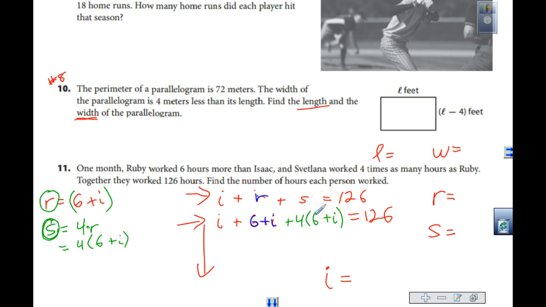Once you solve the equation from last night's homework, you're done. Okay, the answer's down at the bottom, you're done. But here, you're not done when you solve the equation. And even at the end, it'd be great to say, Isaac worked this many hours, Ruby worked this many hours, Svetlana worked this many hours. Actually write it out. Okay? Show that you completed and written all the information. Okay?